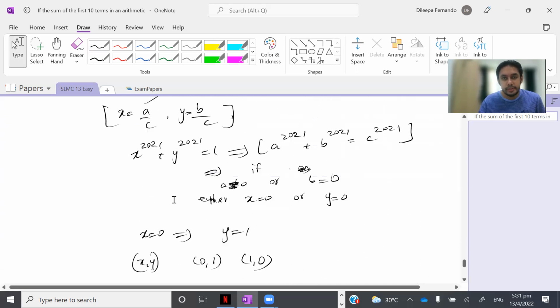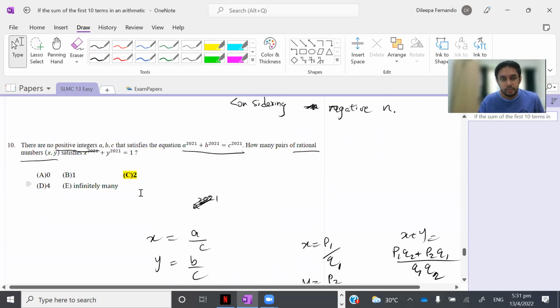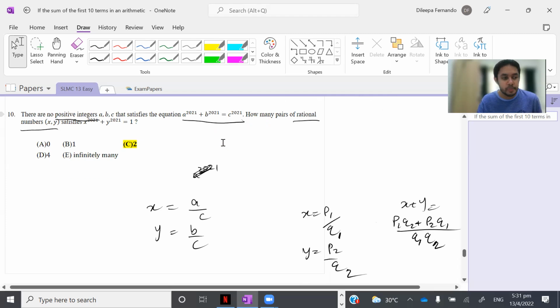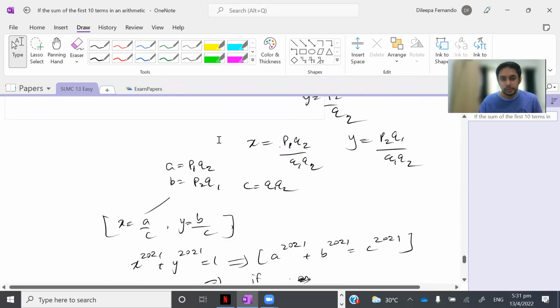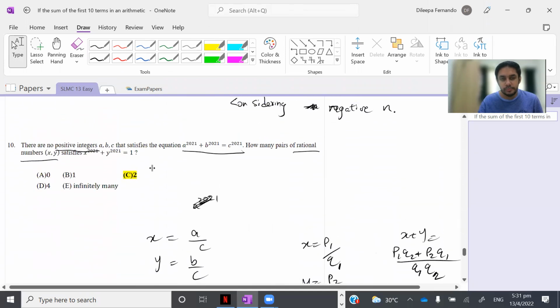That means there is no solution when one of these is negative, and when one of these is 0, there are two solutions, and when both of these are positive, there are no solutions. That follows through the first condition. Yes. So the answer is 2. There are two solutions.